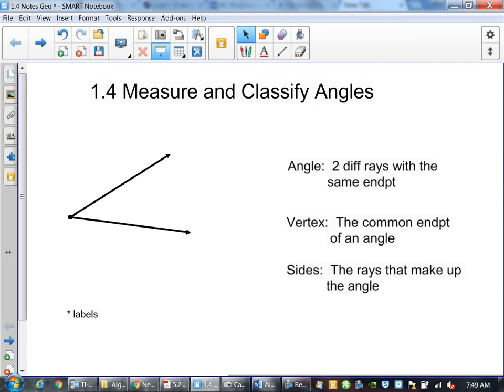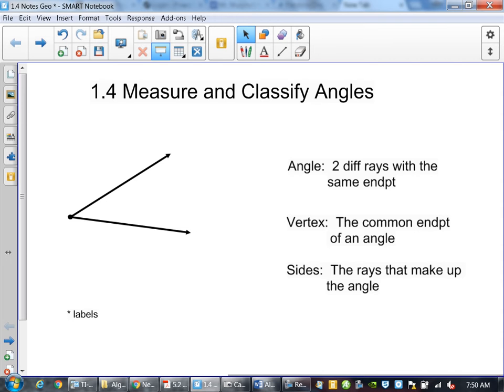When you get to Algebra 2, we tend to steer away from degree measurements. So when we get into Algebra 2, we no longer worry so much about degree measurement. We start talking about what's called radian measure, and that's when you're talking about the unit circle. That's more of a standard.